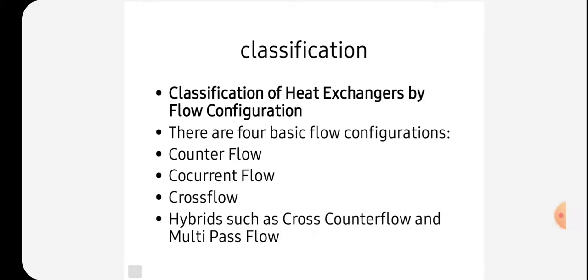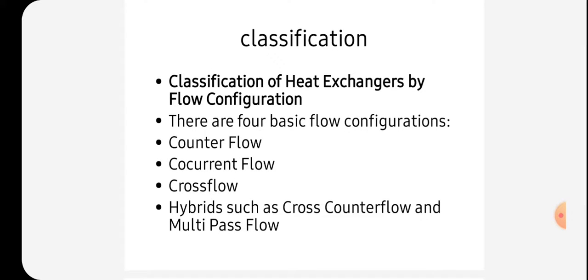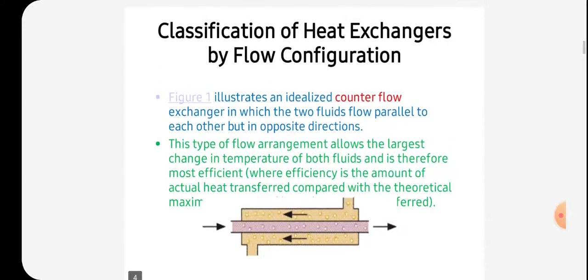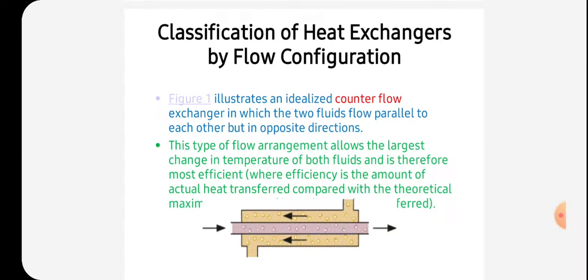Now see the different classifications. Heat exchangers can be classified by flow configuration. There are four basic flow configurations. The first one is counter flow, then co-current flow, cross flow, and hybrid, such as cross counter flow and multipass flow. This is the classification of flow configuration.